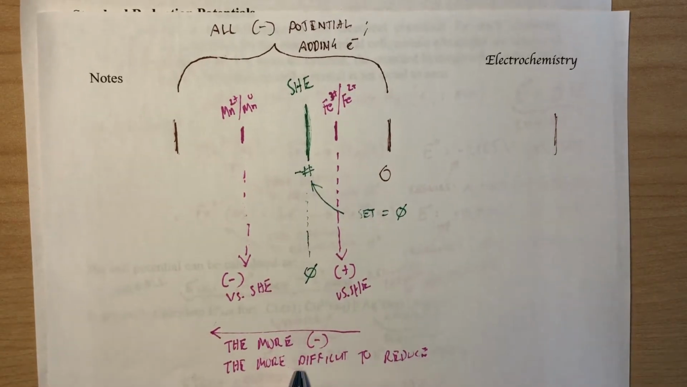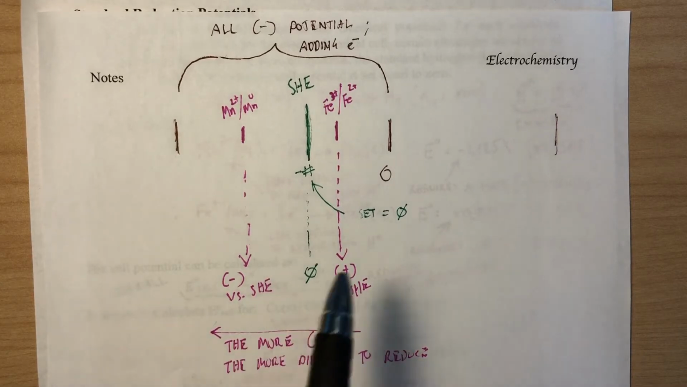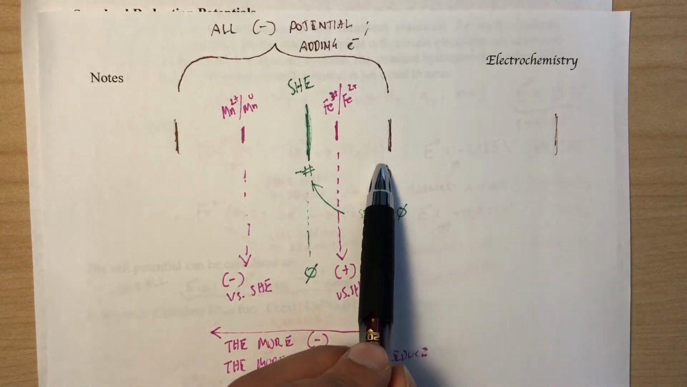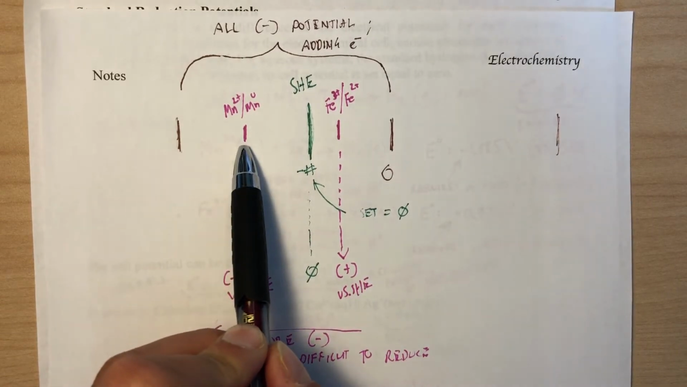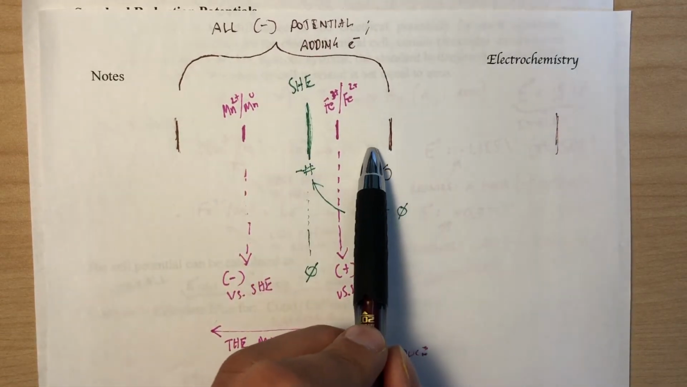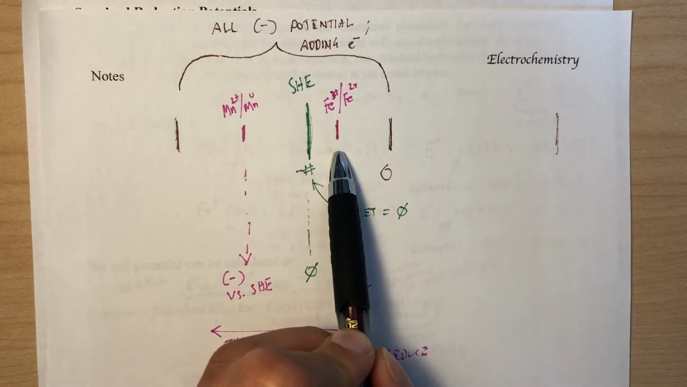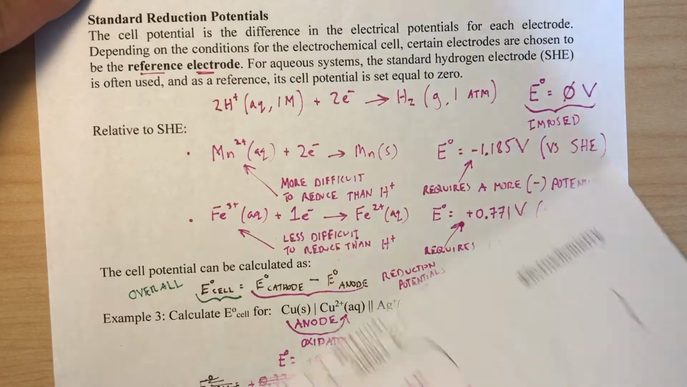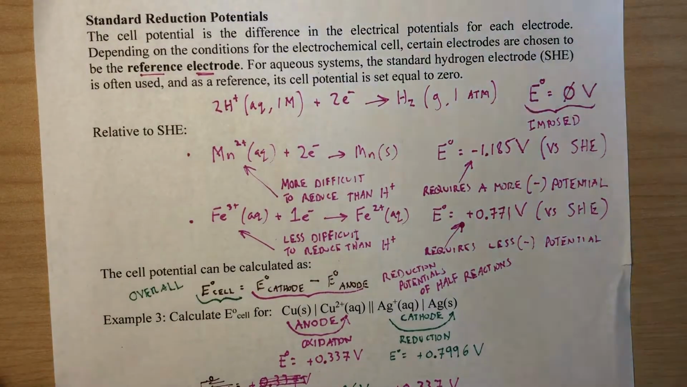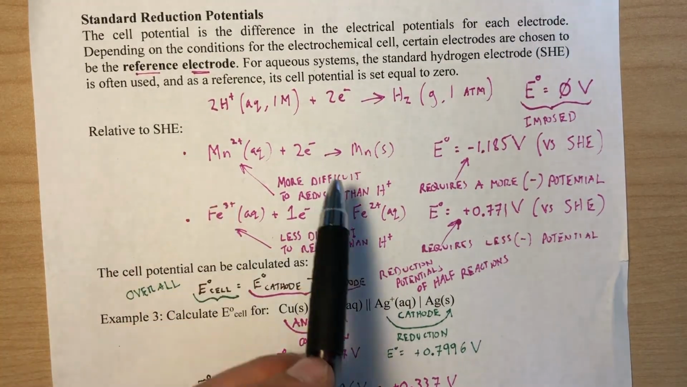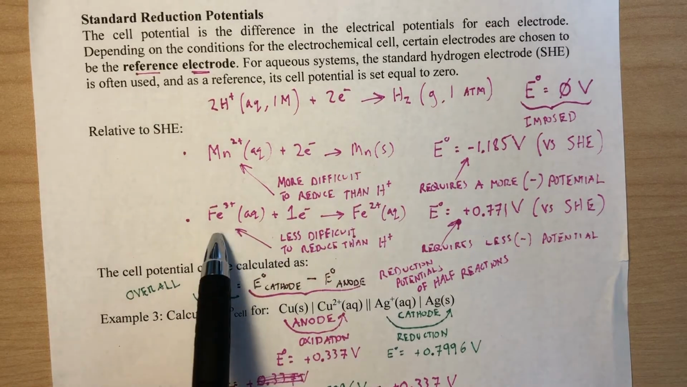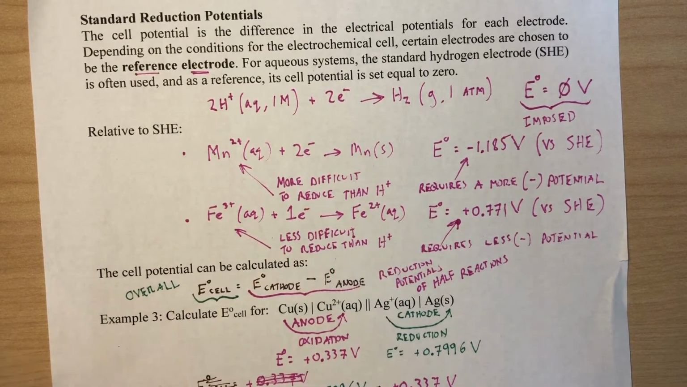And as we go more negative, it is more difficult to reduce something. Because if it's difficult to reduce, it might go negative charge, negative charge, negative charge, negative charge, and then you add an electron. For iron 3 plus, it's negative charge, and the electron goes on because it's easier. Okay, returning to our standard reduction potentials. So in this situation, we have manganese 2 plus being reduced to form manganese solid. We have iron 3 plus being reduced to form iron 2 plus.